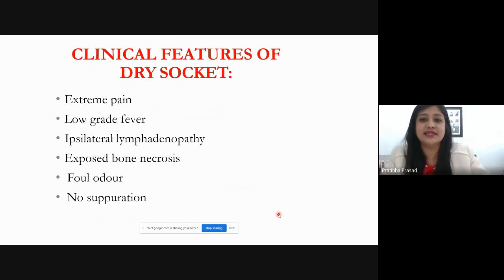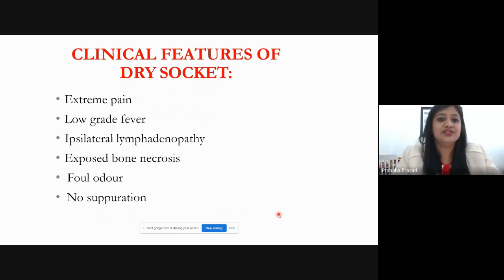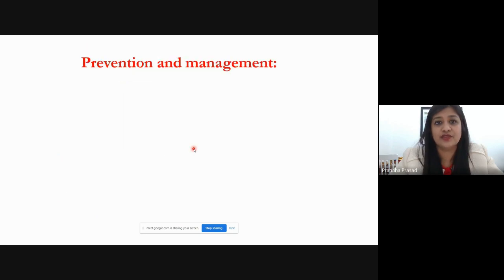So those were the clinical features which I was saying. So there is a foul odor. There is bone necrosis which is exposed, and that is why it is called a dry socket. It appears dry. Another reason, there's no suppuration, there is no pus, blood is lost and there's no fluid in it. That is another reason why it's called dry socket. Very painful condition. There could be fever and lymph node enlargement as well. So the patient comes back to you within a few days complaining of all this.